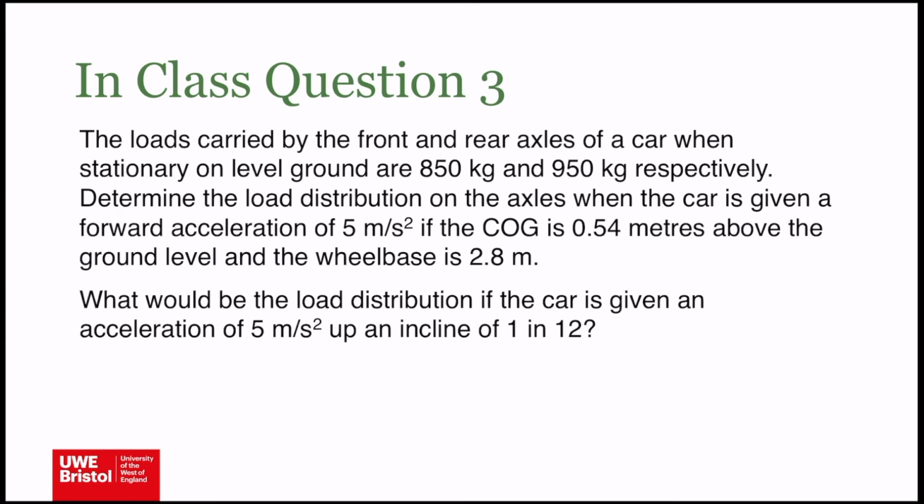Determine the load distribution on the axles when the car is given a forward acceleration of 5 meters per second squared, if the centre of gravity is 0.54 meters above the ground and the wheelbase is 2.8 meters. What would be the load distribution if the car is given an acceleration of 5 meters per second squared up an incline of 1 in 12? So 1 in 12 means you move along 12 meters horizontally and you go up 1 meter.